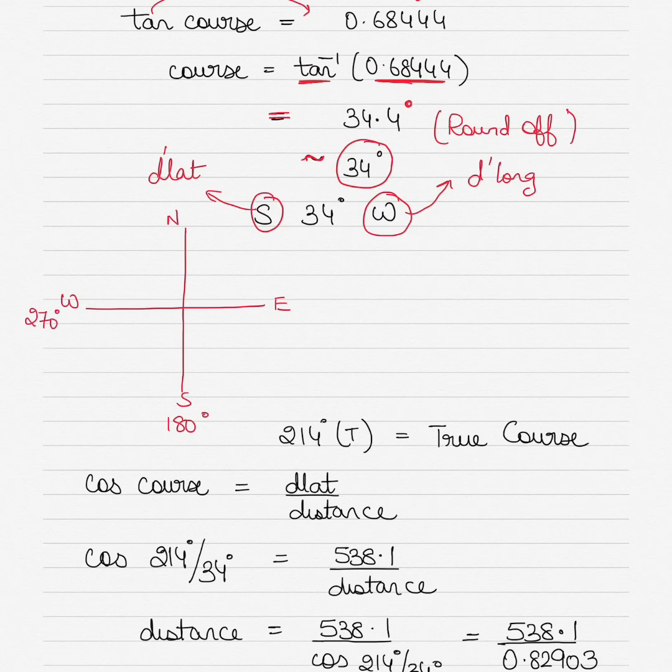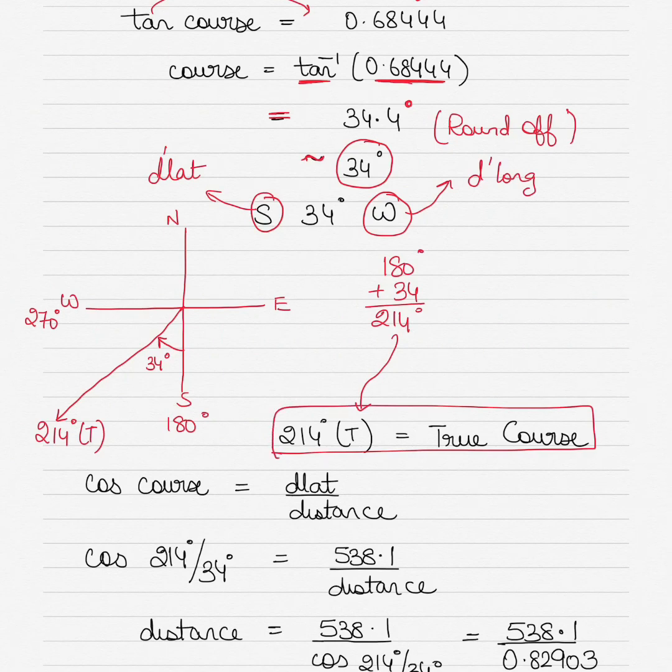South 34 west means I am going from south towards west by 34 degrees. So this value is 34. I will add 34 degrees to 180 and get my course of 214 degrees true. 180 plus 34 is 214. That is my true course. So that's why my true course is 214 degrees true. So I've calculated my course.